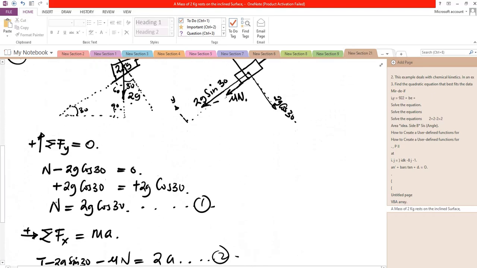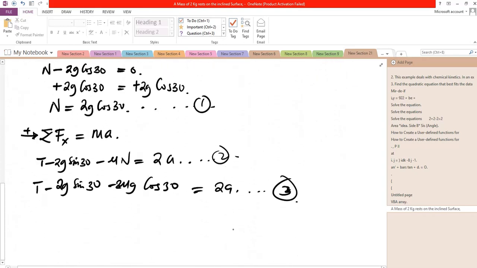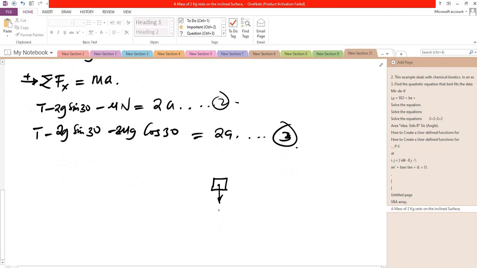We've expressed this. Then now let's go over to the 4 kilogram mass. So the 4 kilogram mass, you have the weight acting down. That is 4g. The tension here.